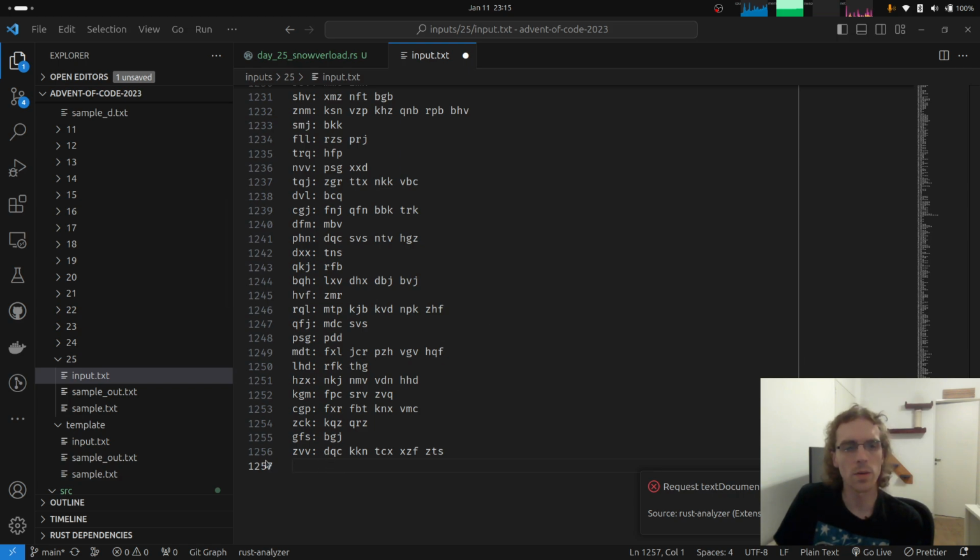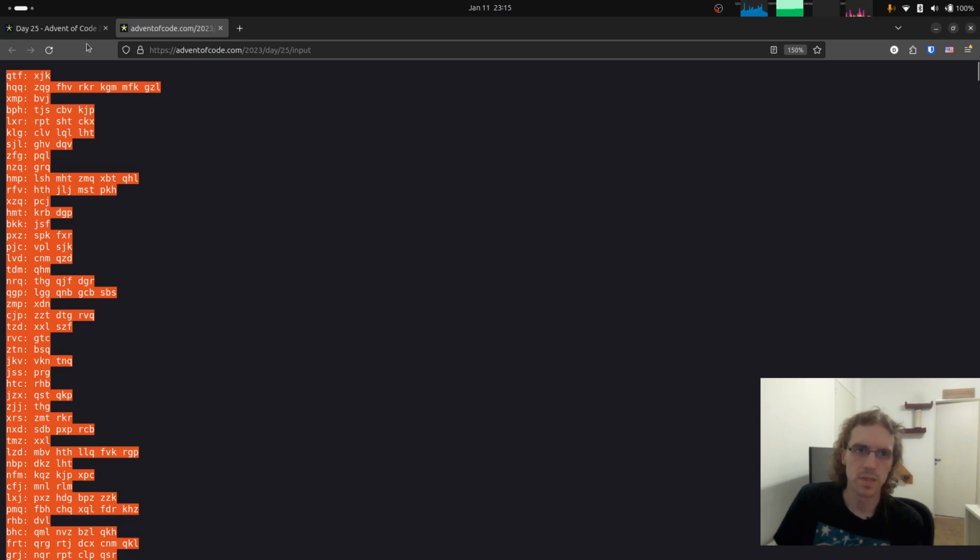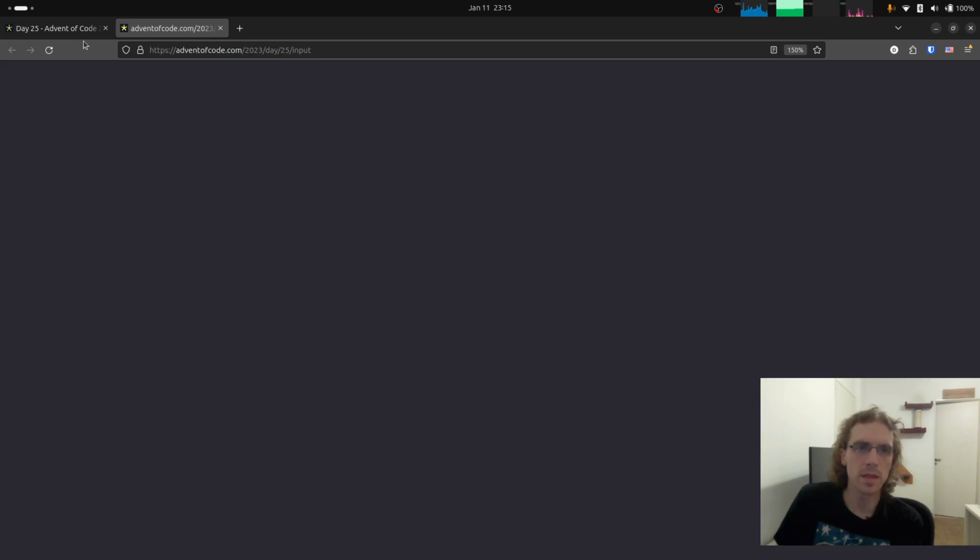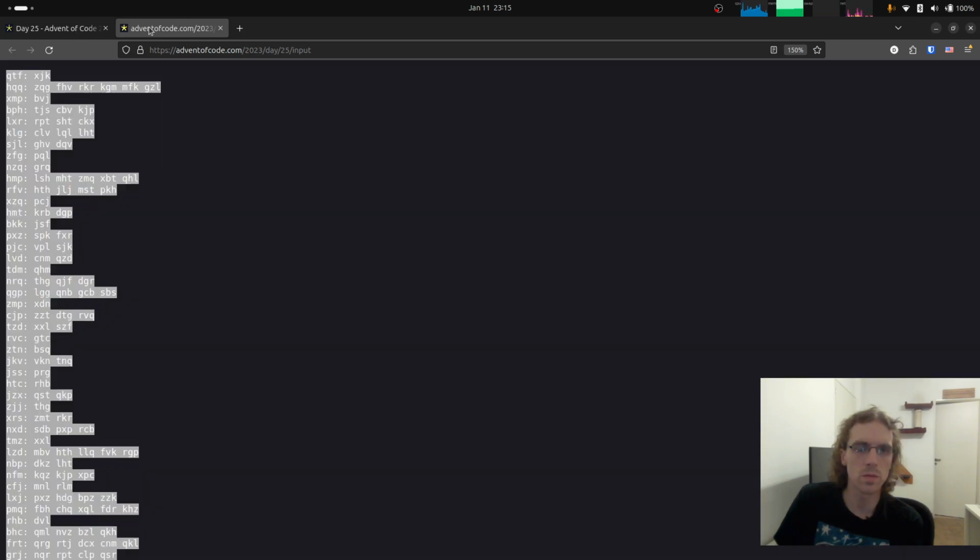Oof, they are already like 1200 nodes, and probably more nodes because there are some that only appear on the right. So yeah, definitely something that's not going to be easy to brute force.